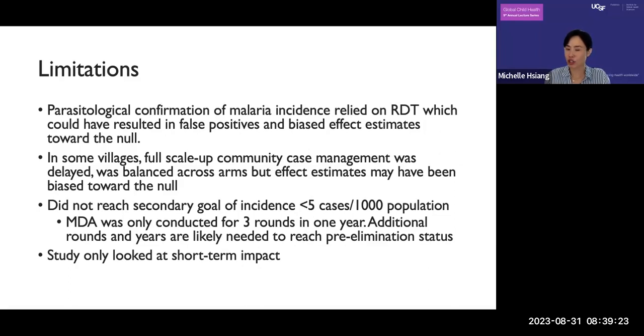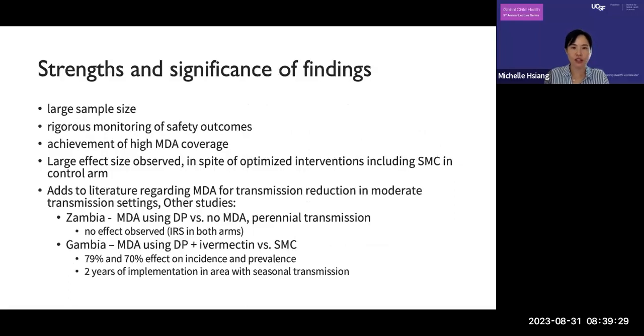And we only looked at short-term impact. So we have a follow-on study looking at sustained impact or rebound. The strengths, there was a large sample size. We had rigorous monitoring of safety outcomes at the active and passive. We got high coverage. We saw a large effect size in spite of there being optimized interventions in the control arm.